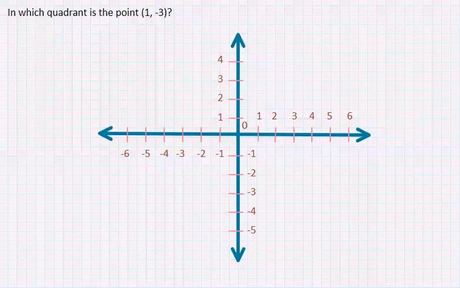In which quadrant is the point (1, -3)? Now the graph is separated into 4 different quadrants. This is quadrant 1, this is quadrant 2, this is quadrant 3, and this is quadrant 4.